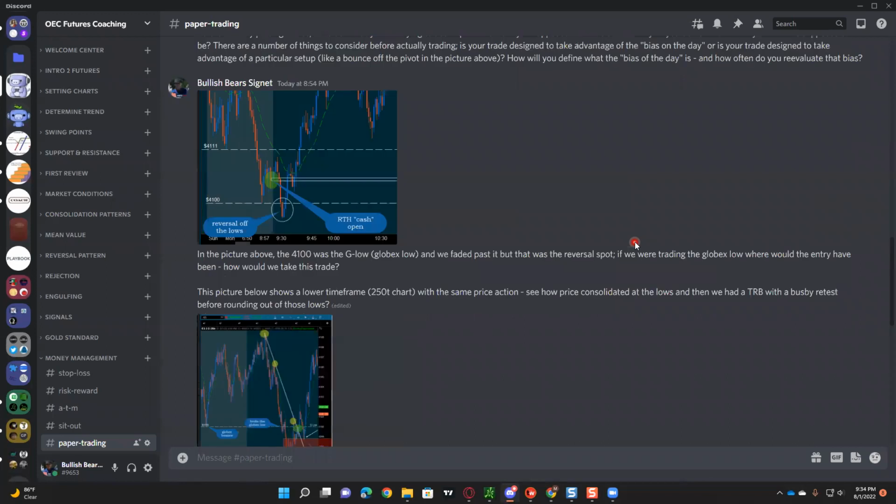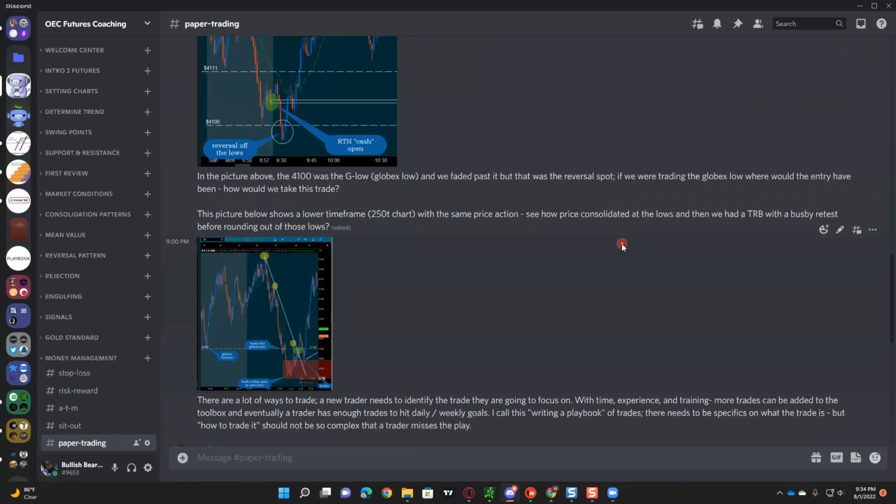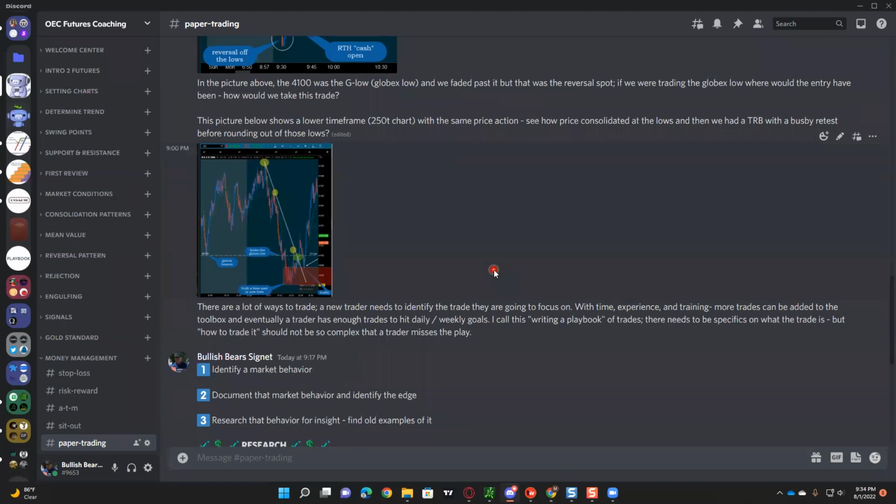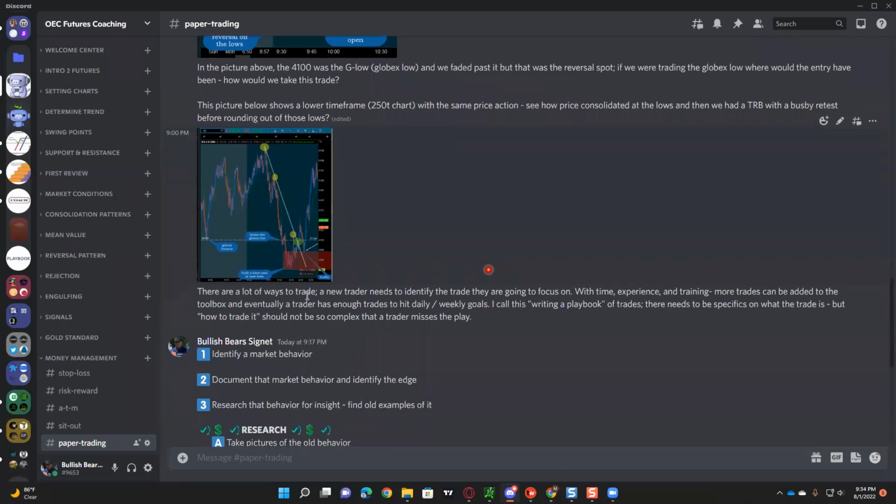So the idea is, if you're going to paper trade, you really need to have an idea of what it is you're actually trying to trade. There are a lot of ways to trade. A new trader needs to identify the trade they're going to focus on. With time, with experience, and with training, more trades can be added to the toolbox. And eventually, a trader has enough trades to hit their daily goal and their weekly goal. I call this writing the playbook.